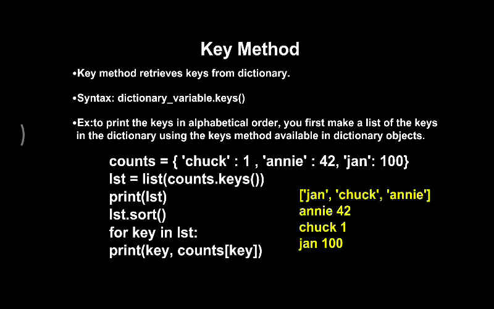Keys method. The keys method retrieves keys from a dictionary. Syntax for the keys method is dictionary_variable.keys(). To print the keys in alphabetical order, you first make a list of the keys in the dictionary using the keys method available in dictionary objects. lst = list(counts.keys()). So here it will give only the keys available. Print lst, then we can sort using the sort method, lst.sort(). For key in lst, print key comma counts[key]. So now the list here is Jan, Chuck and Annie. It will print the key value pairs with the total number of keys.